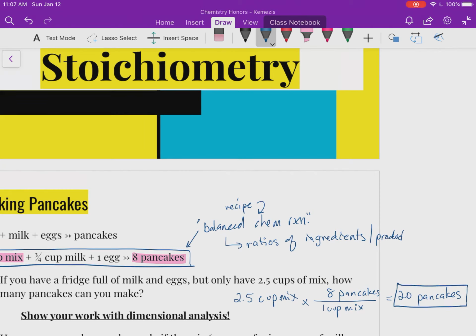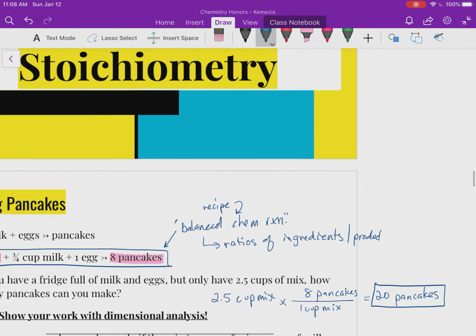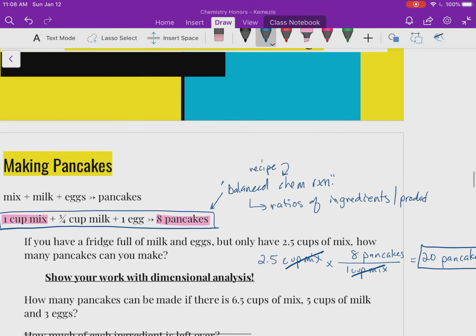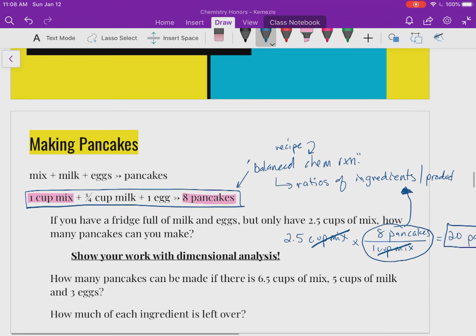Now, if we had not enough milk or mix to get to 20 pancakes, then we'd have to do some more math to figure that out, and we'll actually see that with our next example. But in this case, we had enough of everything else. So our amount of pancakes that we can make is 20. And again, we're showing with dimensional analysis with that idea of canceling out the unit we have to get to the unit that we want. And this came from our balanced chemical reaction, or our recipe, okay?